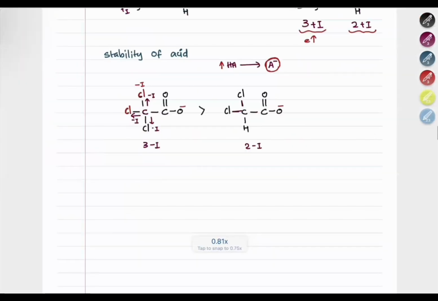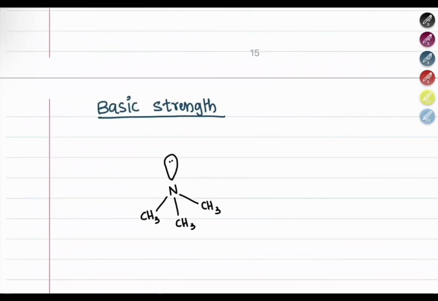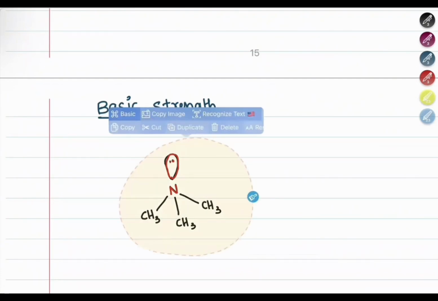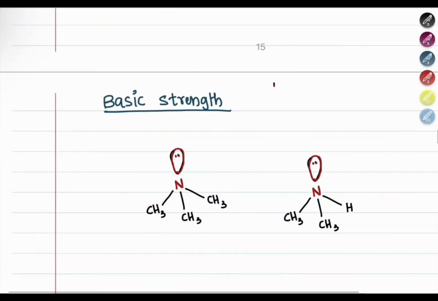Okay. Now, using the inductive effect, we can find out the basic strength of different molecules. Here in this molecule, we can see a nitrogen and a lone pair on the nitrogen. We will compare the basicity of this molecule with a similar molecule in terms of inductive effect. Suppose instead of a CH3 group here, a hydrogen is present. The basic strength we have seen in the beginning, we can express in terms of two things. First, availability of lone pair. If there is a highly available lone pair, then that molecule will be highly basic, right?